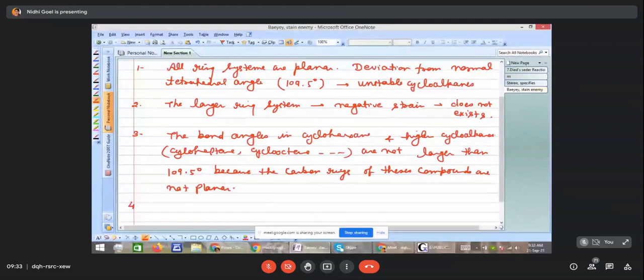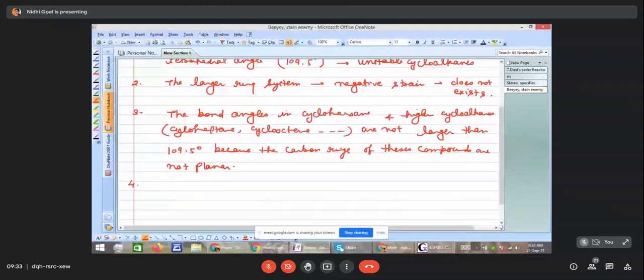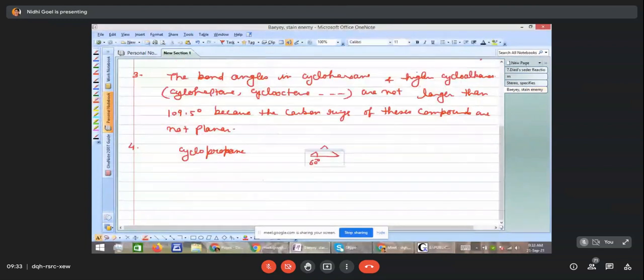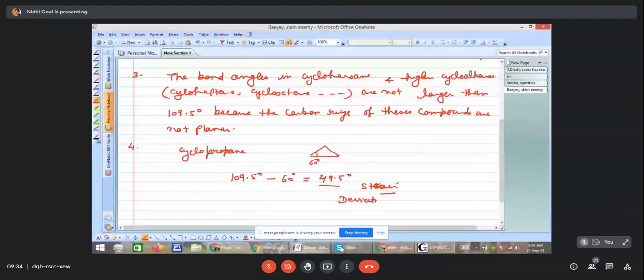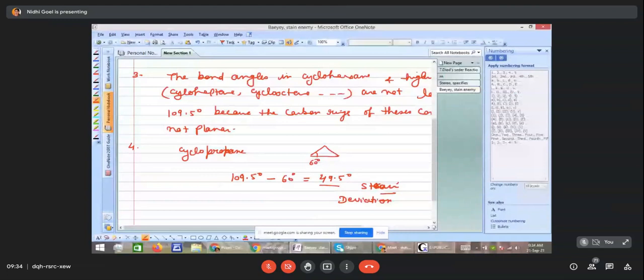Fourth condition. I'll take some examples, the first is cyclopropane. This is cyclopropane, it has a 60 degree angle. The normal tetrahedral angle is 109.5, so subtract 60 degrees, giving 49.5. So this is the normal tetrahedral angle and 60 degrees is the actual bond angle in cyclopropane. So the deviation or the strain in cyclopropane is 49.5 degrees.